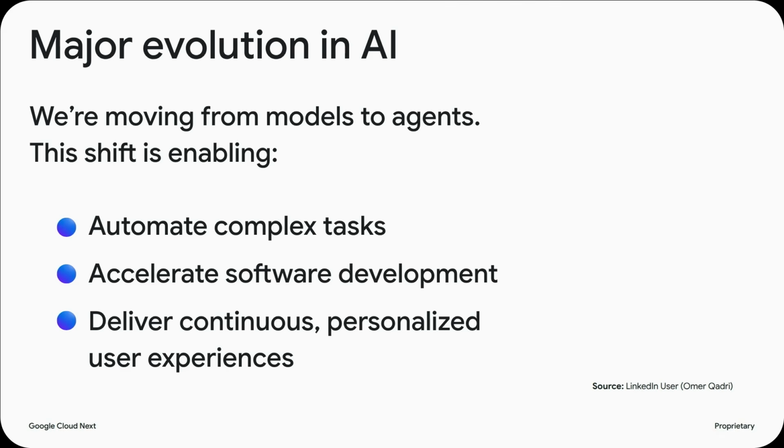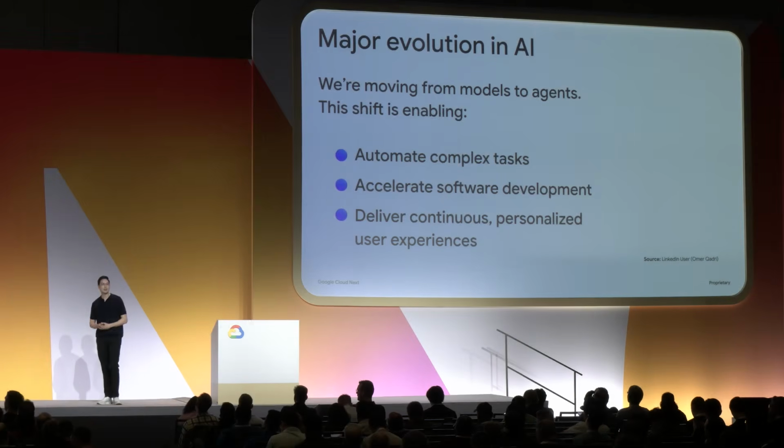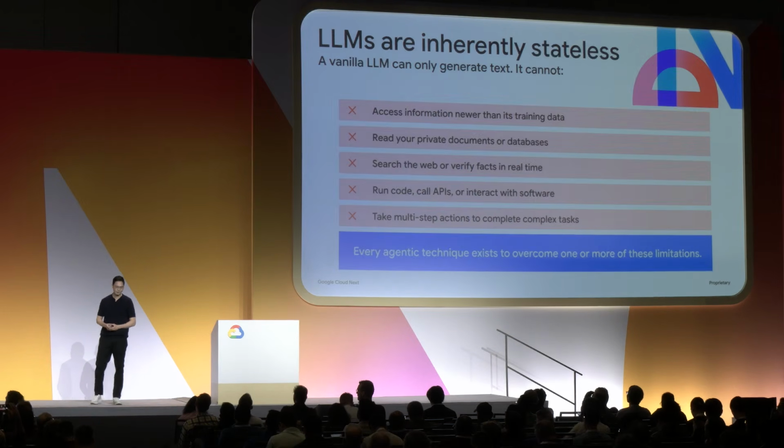So we're in a major evolution in AI. We're moving from models to agents, and that shift has enabled us to do quite some amazing things, including automating complex long horizon tasks, accelerating software and product development using coding agents, and also delivering continuous personalized user experiences with agents that remember who we are.